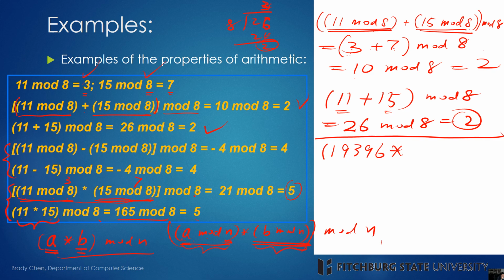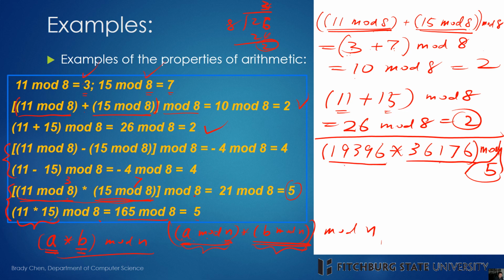Multiply, mod phi. Think about this. Now, if we actually directly calculate this, we need to do the multiplication between two numbers, huge numbers.